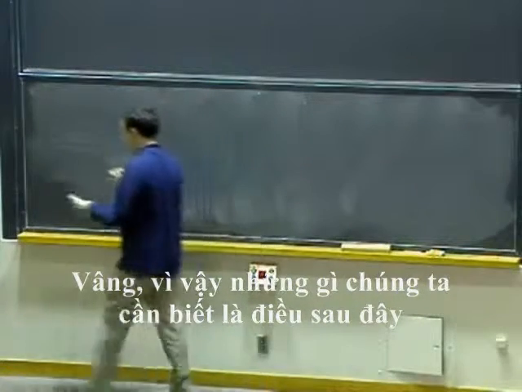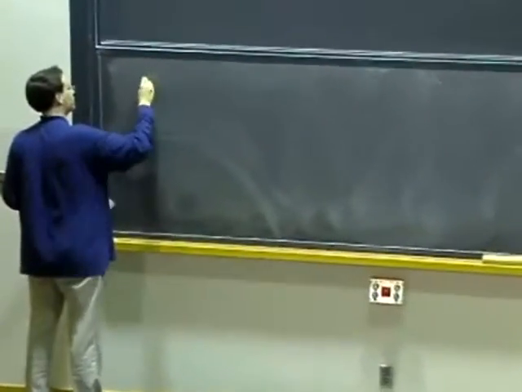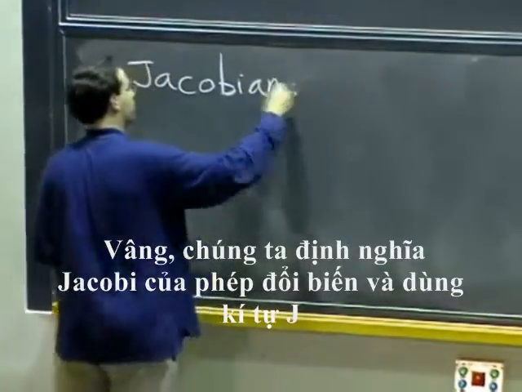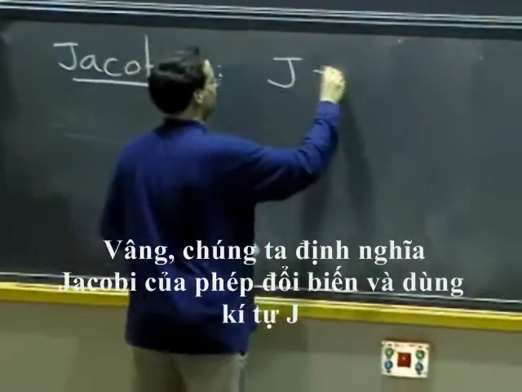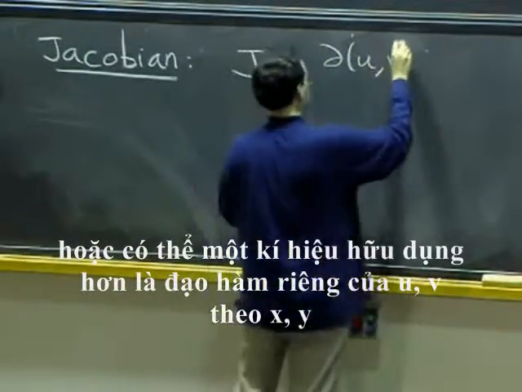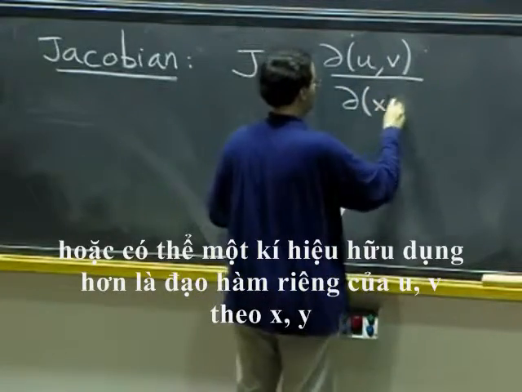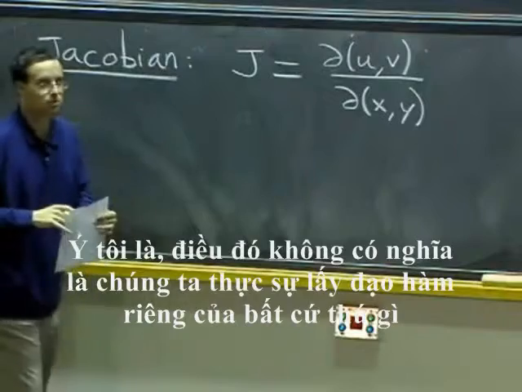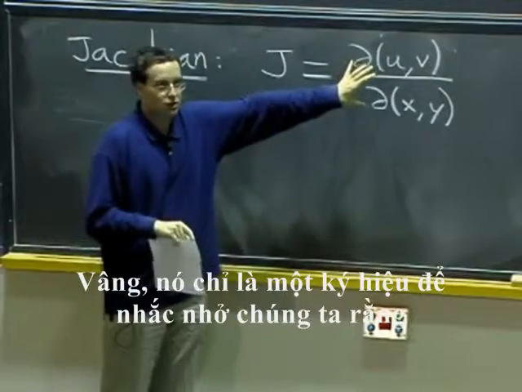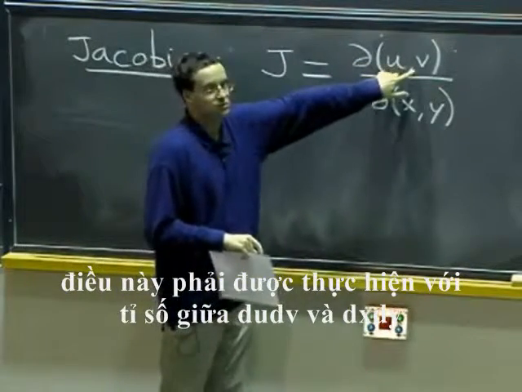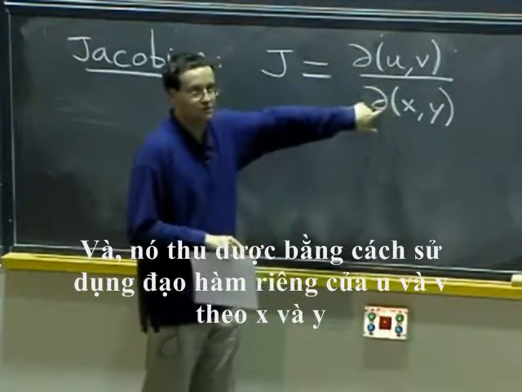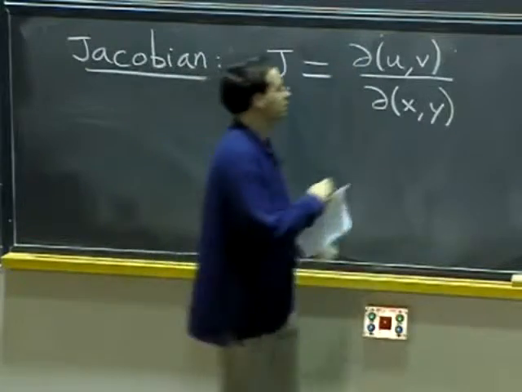Okay, so what we need to know is the following thing. We define something called the Jacobian of a change of variables, and use the letter J, or maybe a more useful notation is partial of uv over partial of xy. That's a very strange notation. It doesn't mean that we're actually taking the partial derivative of anything. It's just a notation to remind us that this has to do with a ratio between du dv and dx dy, and it's obtained using the partial derivatives of u and v with respect to x and y.